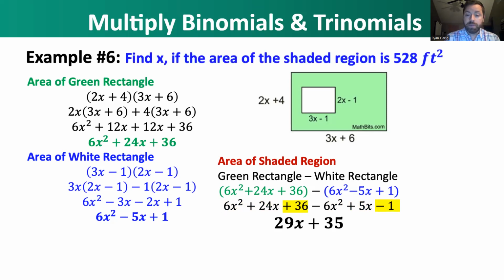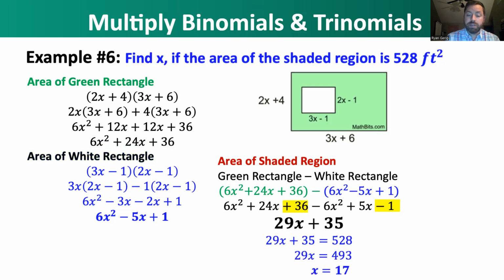One more thing. What if I tell you that the area of the shaded region is 528? You now have what that green space is. It's 528. And you also have it in terms of x. So 29x plus 35 and 528 are two ways of representing the green space, and they're equal. So I'm going to set up an equation. 29x plus 35 equals 528. I'm going to subtract 35 from both sides and divide by 29, and I get x equals 17.